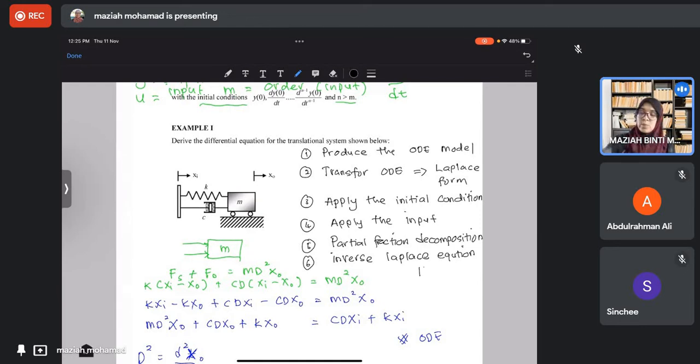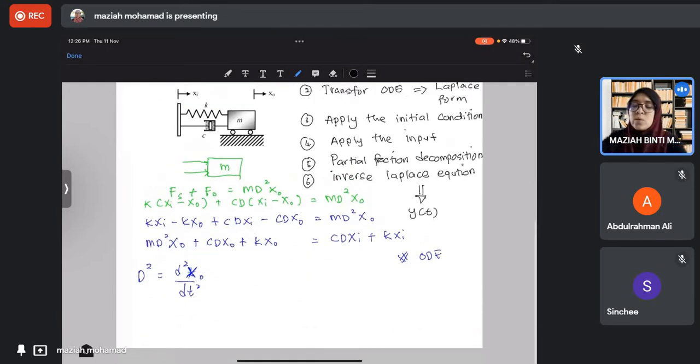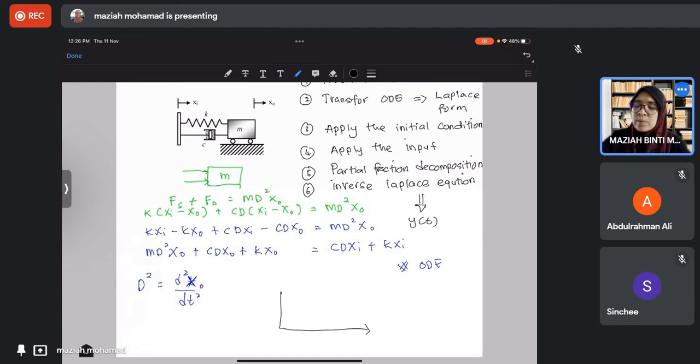So lastly, what we get here is y(t), which is what we call the solution for the ODE. So y(t) here represents the behavior of the system. If we plot y(t), you should be able to get some response. For example, the equation of y(t) will allow you to plot this kind of graph. Okay, any questions so far?